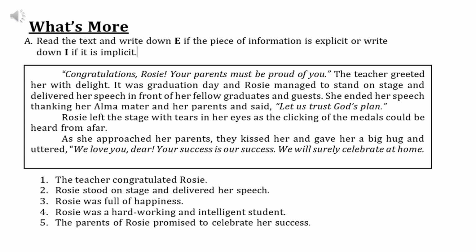Number two, Rosie stood on stage and delivered her speech. Is it E or I? Again, it is E. Explicit. It is in the passage, directly stated. Number three, Rosie was full of happiness. Is it E or I? The answer is I. It is implicit because that idea is implied and not directly stated in the passage.